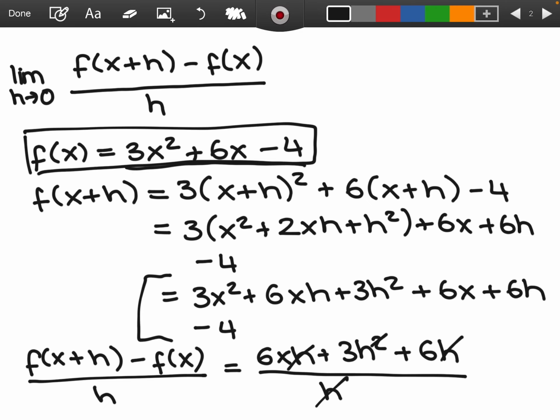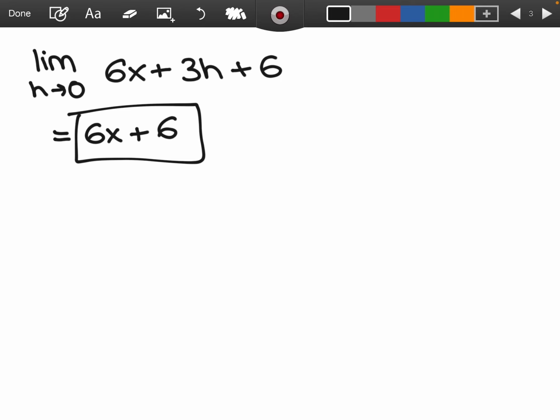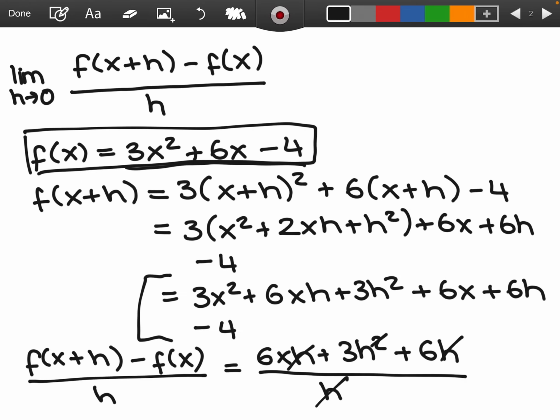So we started out with this function here. We found the difference quotient of that function, and then we took the limit as h goes towards 0, and we ended up with 6x plus 6. What's the point in doing this? Well, as you will learn in Calculus 1, this expression here is actually going to be the slope at any particular x value of this function.